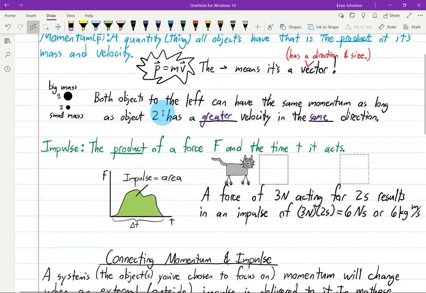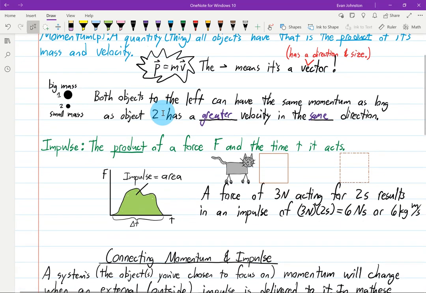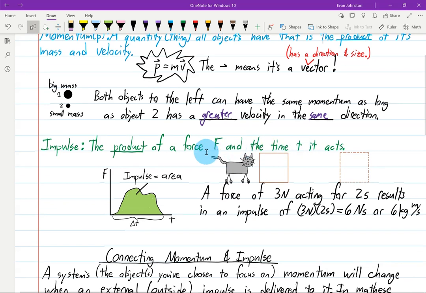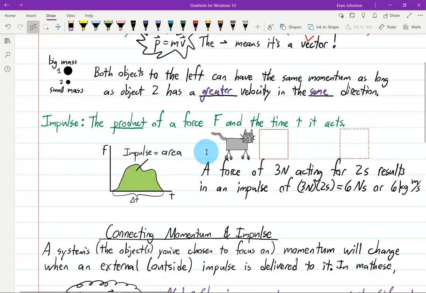The other equation, or concept really, is impulse. And we'll dig into a little more, the connection you see maybe at the bottom here. Impulse is the product, that means multiply, the product of a force and the time t that it acts. So what the heck does that mean? This is kind of weird.